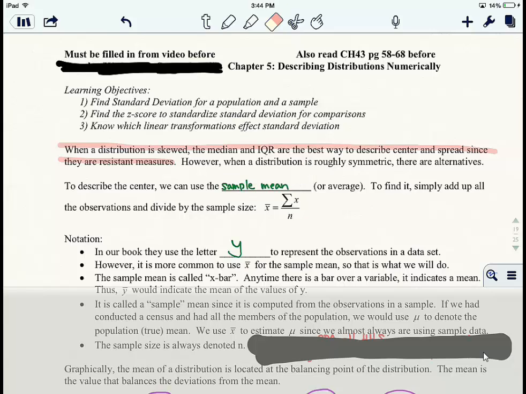To describe the center, we can use the sample mean, or average. To find it, simply add up all the observations and divide by the sample size. This is the regular average you've always seen. Add up all of the numbers and divide by the total number of numbers.